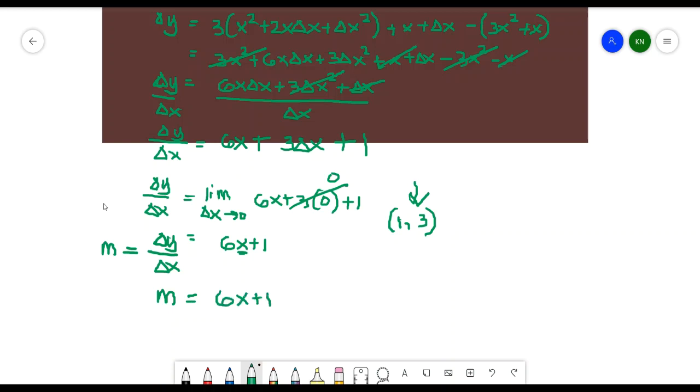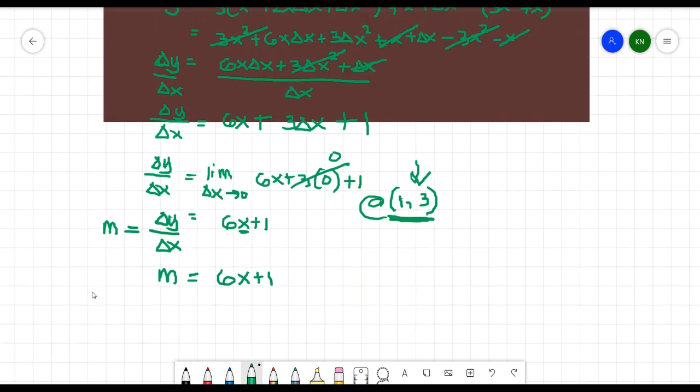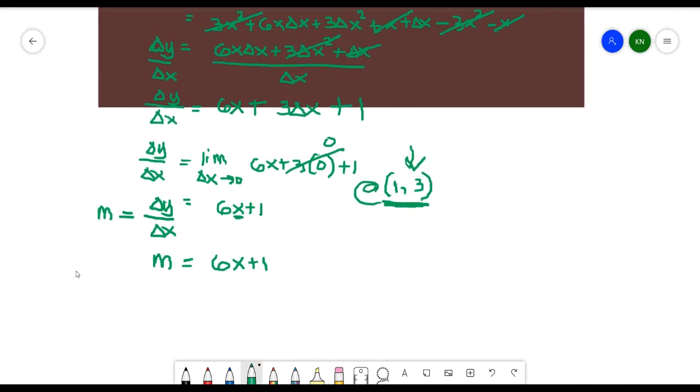Now at this point, we have (1, 3). We need to substitute that to our equation in order for us to find the slope. So m is equivalent to 6 times our x, which is 1, plus 1. So meaning to say our slope is equivalent to 7. So this is now our final answer.